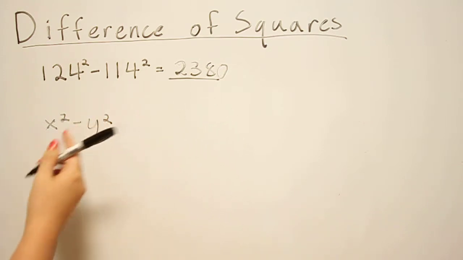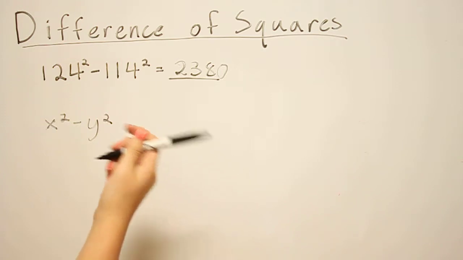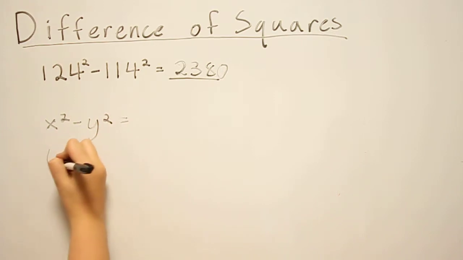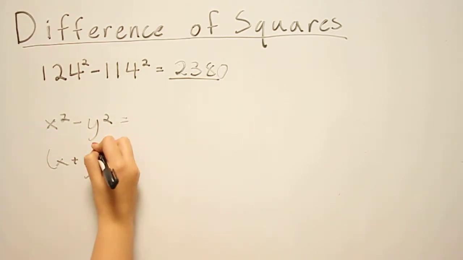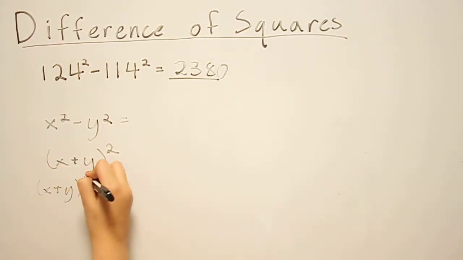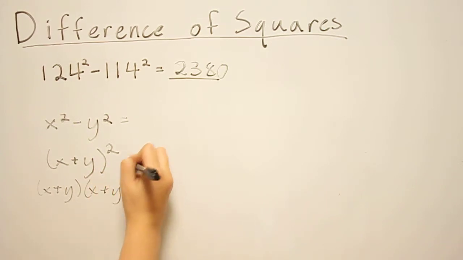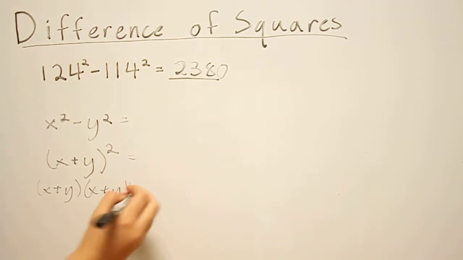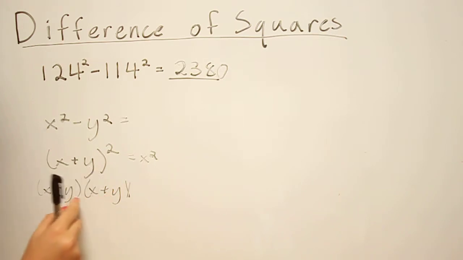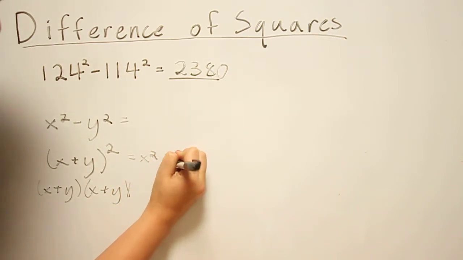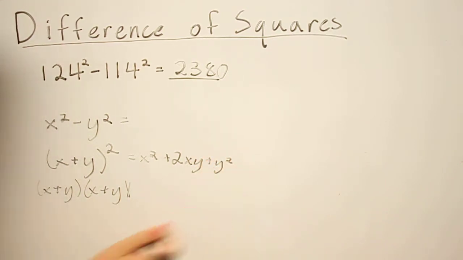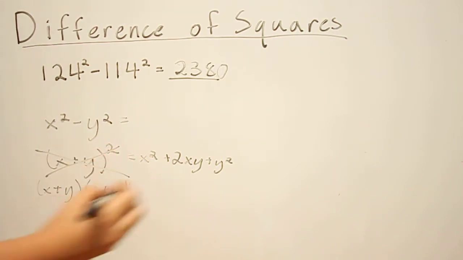Well, since both terms are squared, a reasonable way to start would be trying to square some possible factors. So, what's x plus y squared? If you think of this as x plus y times x plus y, you can see that there's an x squared, 2x times y, so plus 2xy, and a y squared. Not quite, so this doesn't work.